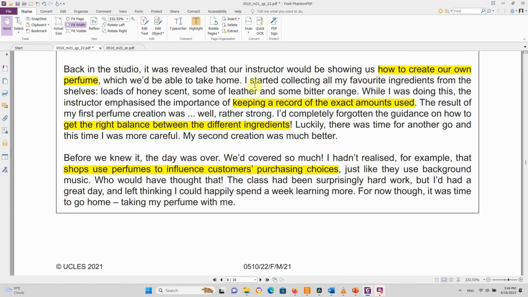I started collecting all my favorite ingredients from the shelves, loads of honey scent, some of leather, and some bitter orange. While I was doing this, the instructor emphasized the importance of keeping a record of the exact amounts used.